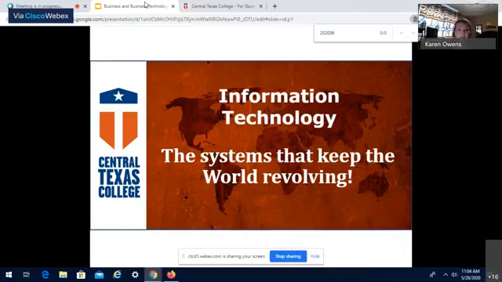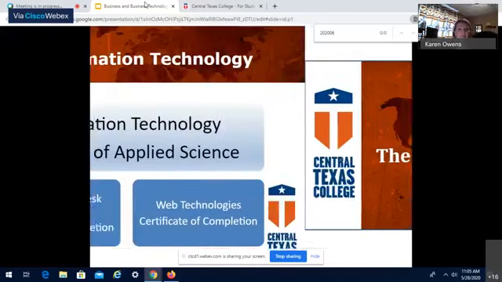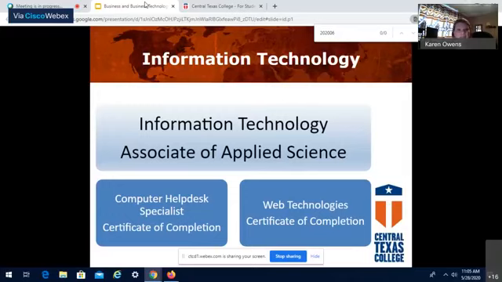Well, every business, as Dr. Reese mentioned, needs to have people. We have to have an understanding in this specific field to identify the company's computer needs and their software systems. So the information technology degree prepares you as a specialist to help others get the most out of their technology. So let's move into the Associate of Applied Science.